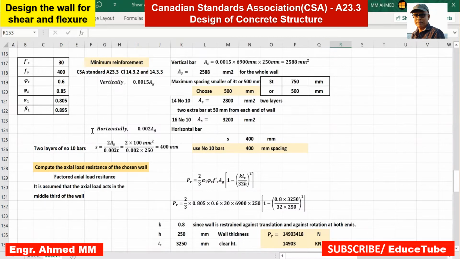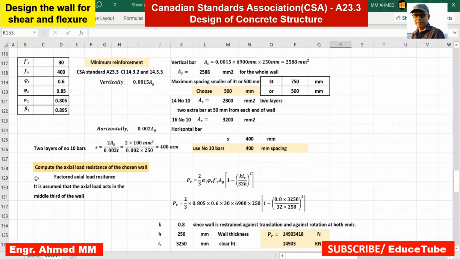Now let's check for horizontal bar. Two layers of number 10 bars. Surely we can write spacing equal to 2AB divided by 0.002T. So putting the parameter values 250, 100, we get 400 millimeter. Easily we can write use number 10 bars at 400 millimeter spacing. This is for horizontal bars. Number 10 bars. So we got vertical bar, we got horizontal bars.